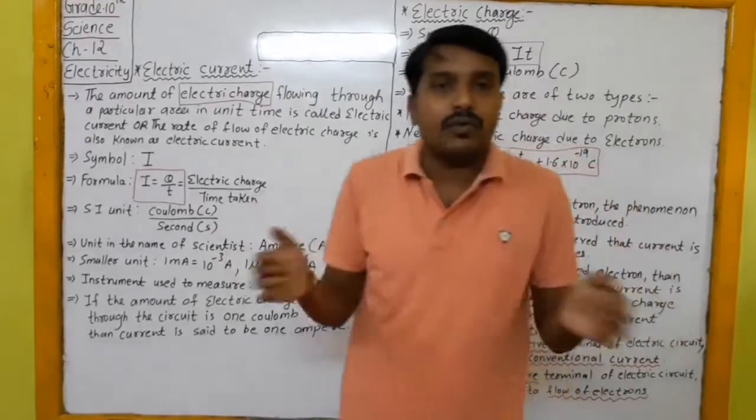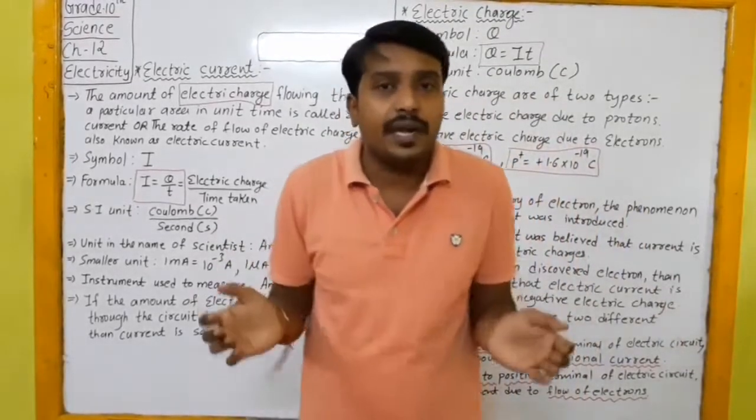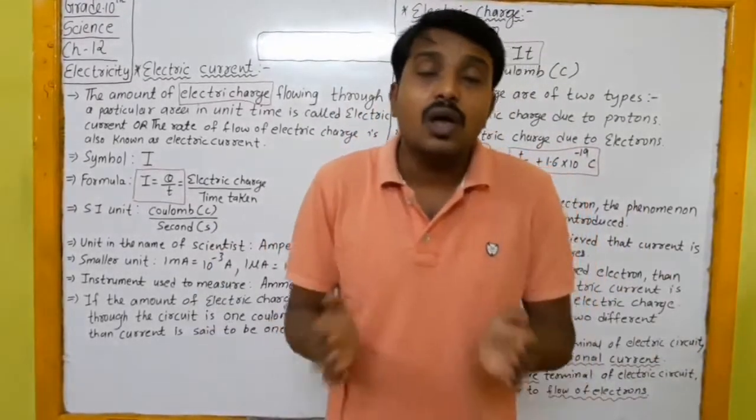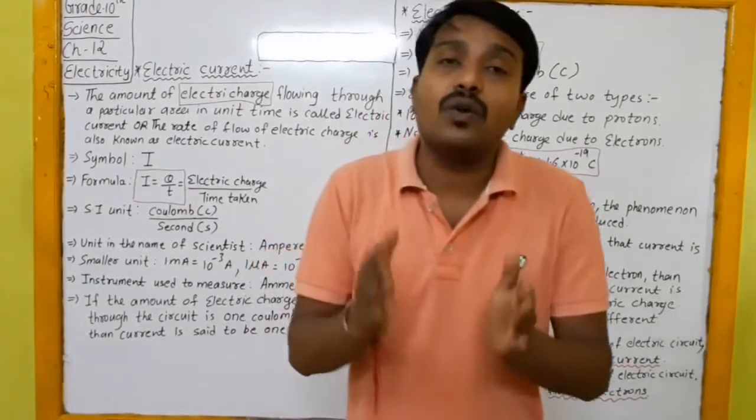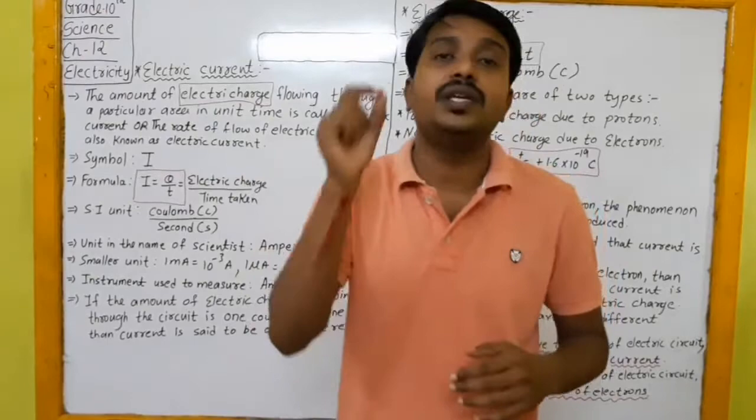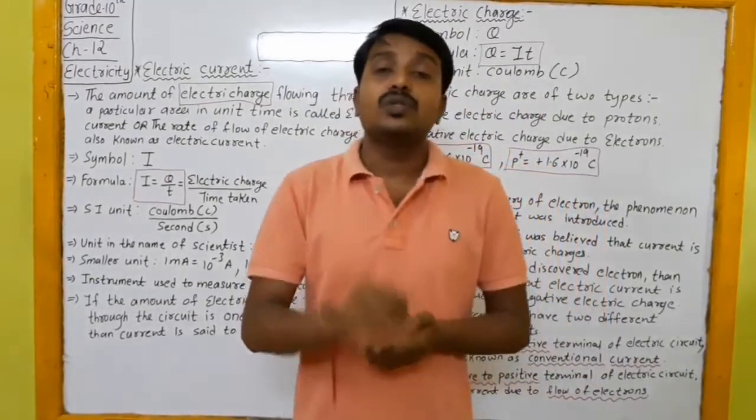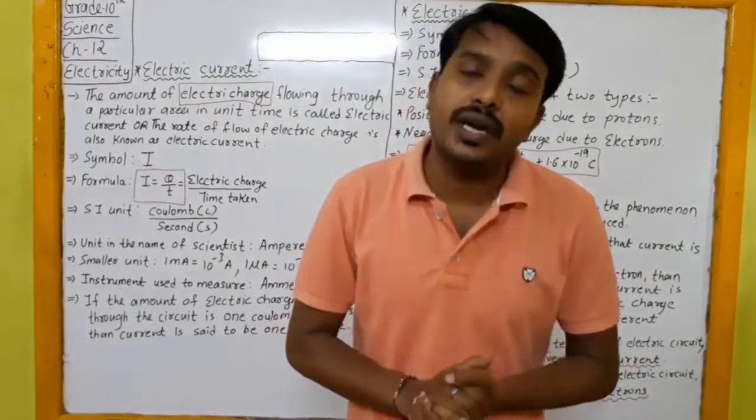In any circuit, now you have some circuit, it has some area, it will have some unit area, so through that unit area, whatever the amount of electric charge is flowing in unit time, okay, that is known as electric current.